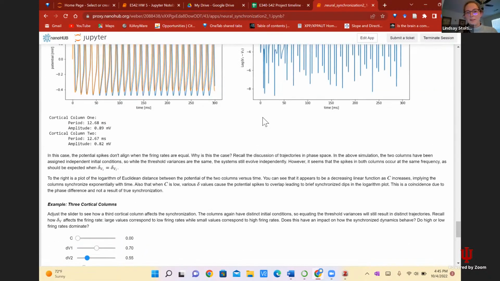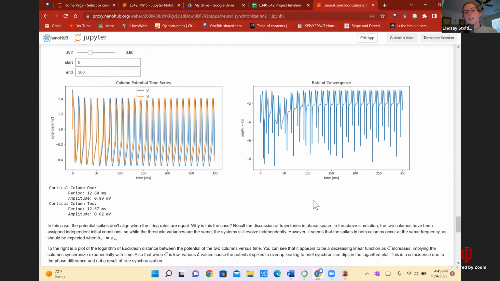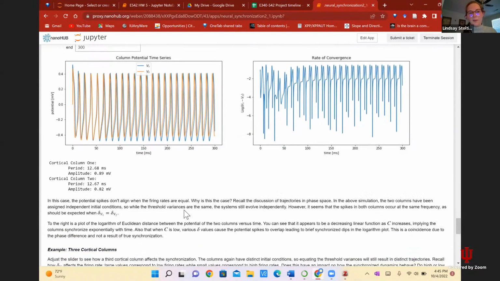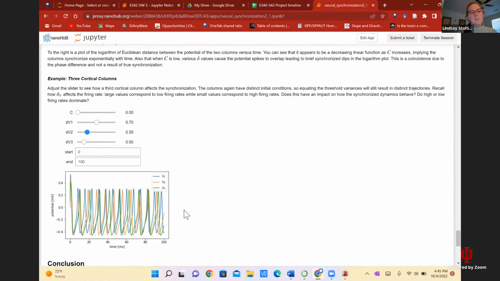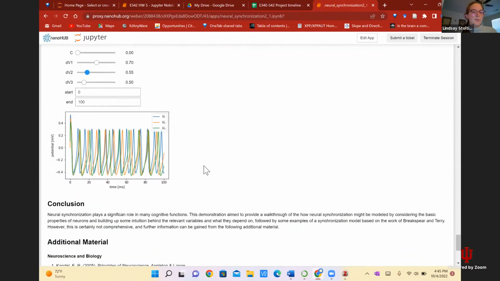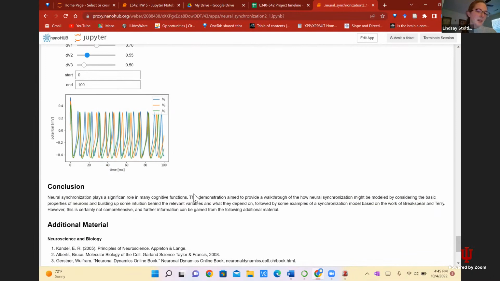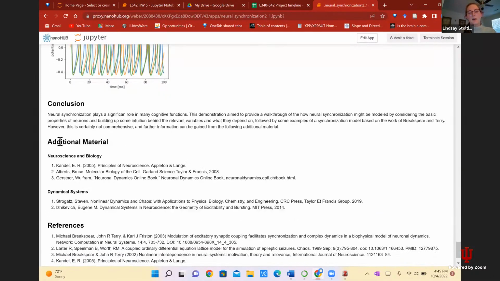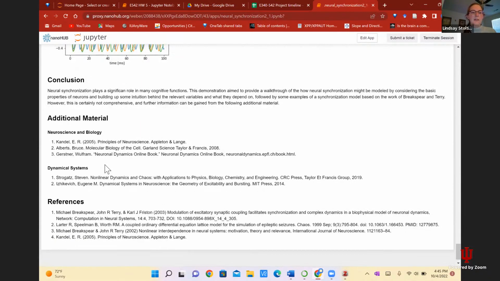I think it could have been a little more clear what rate of convergence was specifically, and also maybe other measures of synchrony that you could consider, since the goal of the app is to talk about synchrony in general. I feel like maybe that didn't come across so well. But I thought everything was very well explained. And then a couple of additional materials are offered, like background on dynamical systems theory, neuroscience, ion channels, and all that stuff.